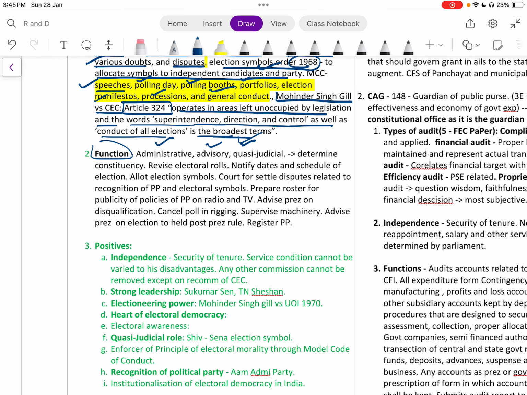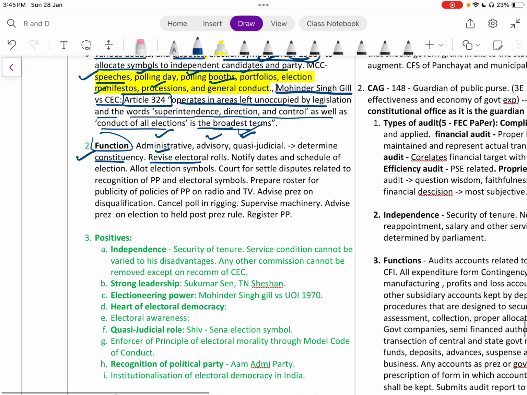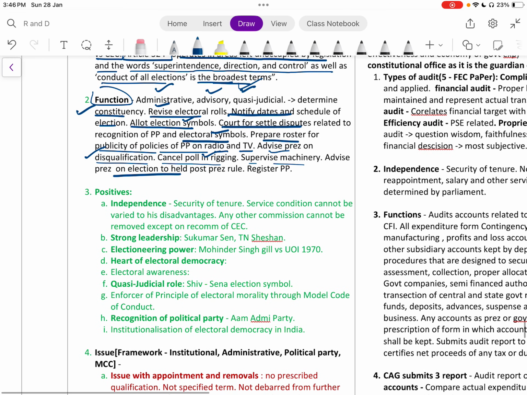Okay, let us see. It determines constituency, revises electoral roll, notifies dates and schedules of the election, allots election symbols, acts as a court to settle disputes related to recognition of political parties and electoral symbol, prepares roster for the publicity of policies of political party on radio and TV, advises president on disqualification, cancels polls in case of rigging, supervises machinery, advises the president on elections to be held during president rule and after president rule, registers political parties. Okay, so these are the functions.